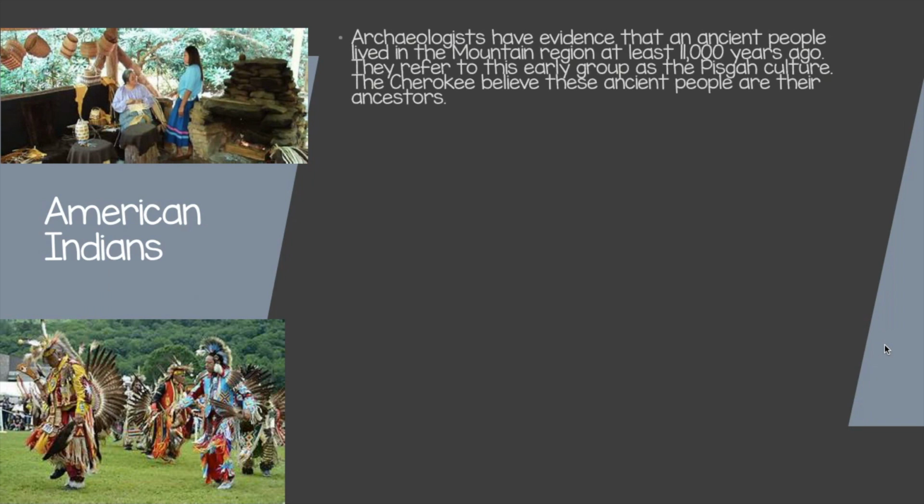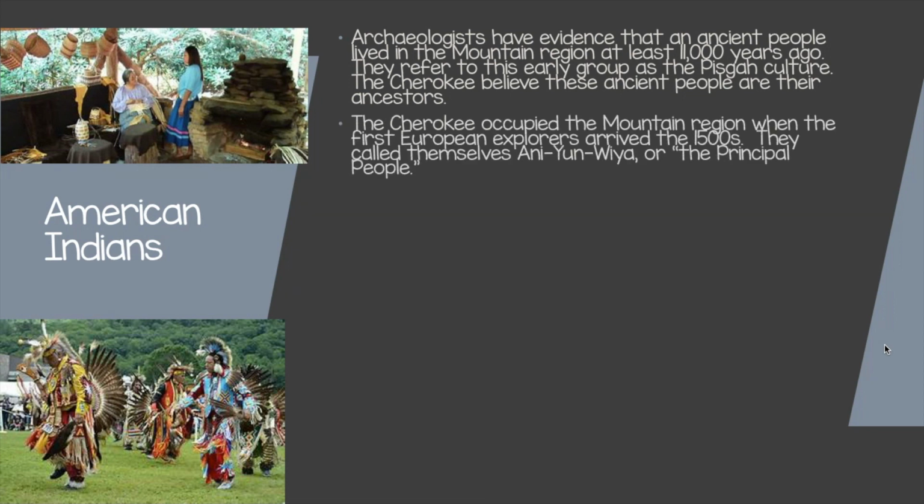area. Archaeologists have evidence that an ancient people lived in the mountain region at least 11,000 years ago, and they refer to this early group as the Pisgah culture. And the Cherokee believe these ancient people are their original ancestors. Now, the Cherokee occupied the mountain region when the first European explorers arrived in the 1500s. They call themselves the principal people.